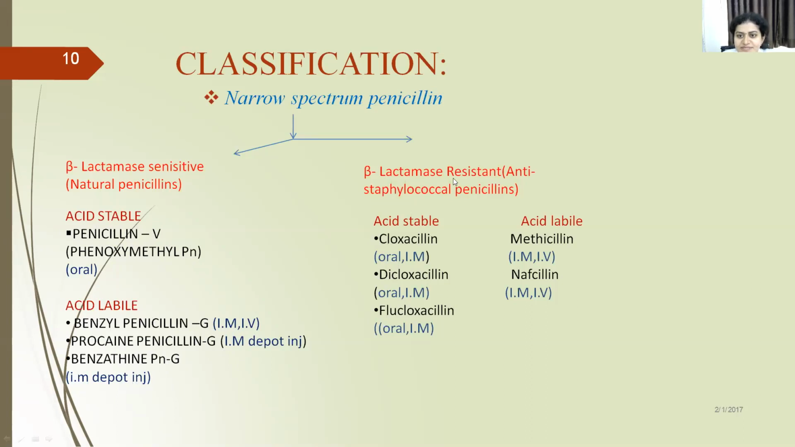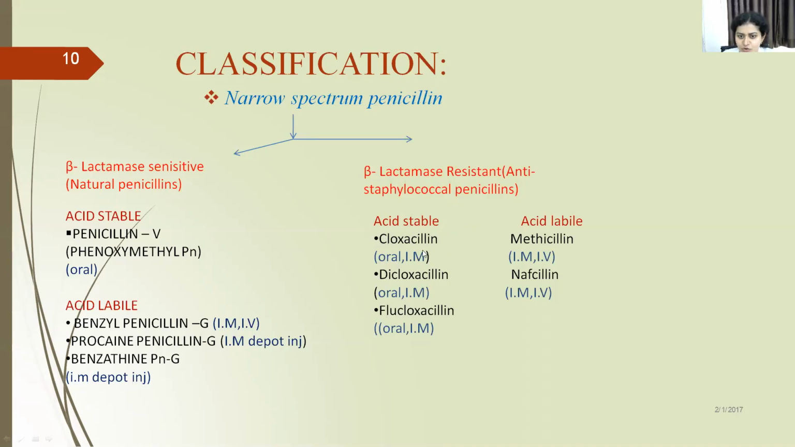Then beta-lactamase resistant, that is the anti-staphylococcus penicillin. All these penicillins are effective against staphylococcus organisms. So they are called anti-staphylococcus, and they cannot be degraded by the beta-lactamase enzyme. So this is also again further subdivided into acid stable and acid labile. Acid stable, again same, can be given orally because they will not get degraded by the gastric acid.